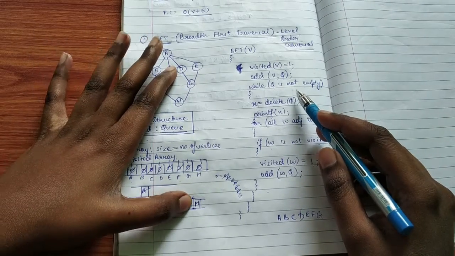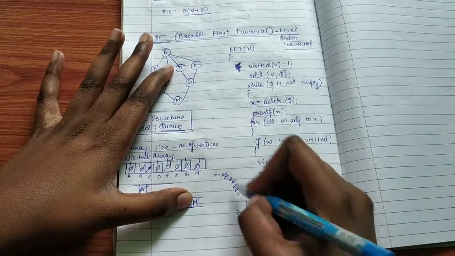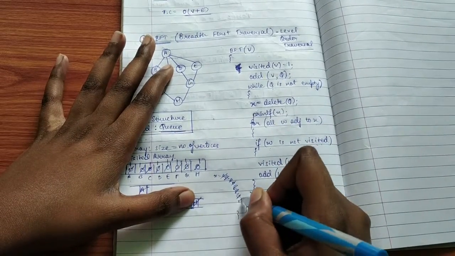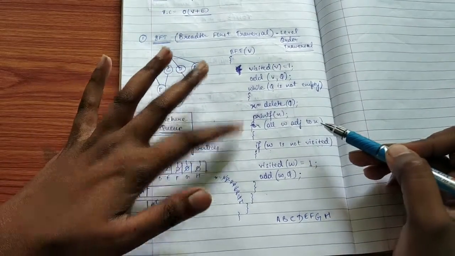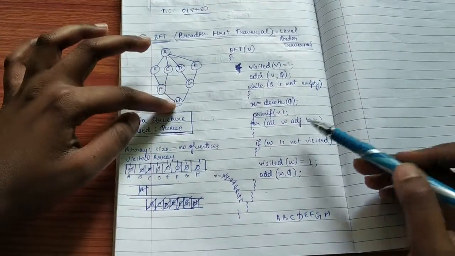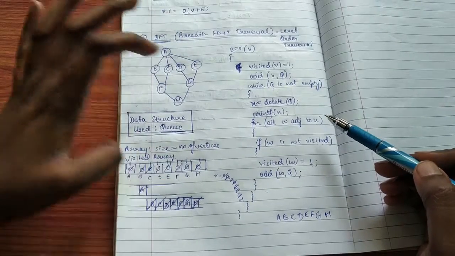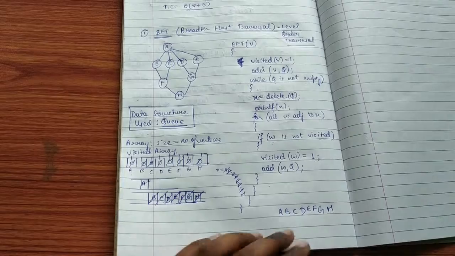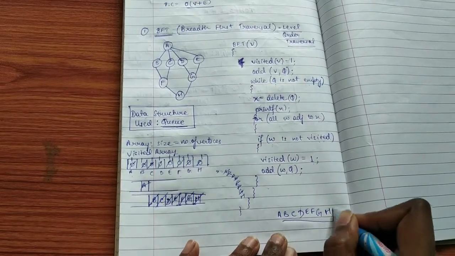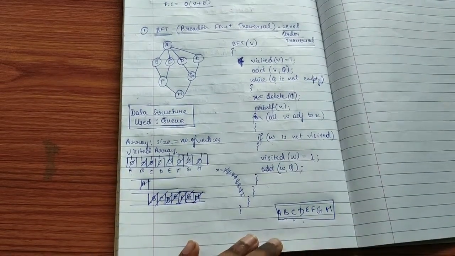Is the Q empty? No, the Q is not empty. So X now holds H and we print H. Now we check, actually we don't need to check also because we already have the visited array holding 1 and only ones. There is no 0. So we have our breadth first traversal sequence over here.